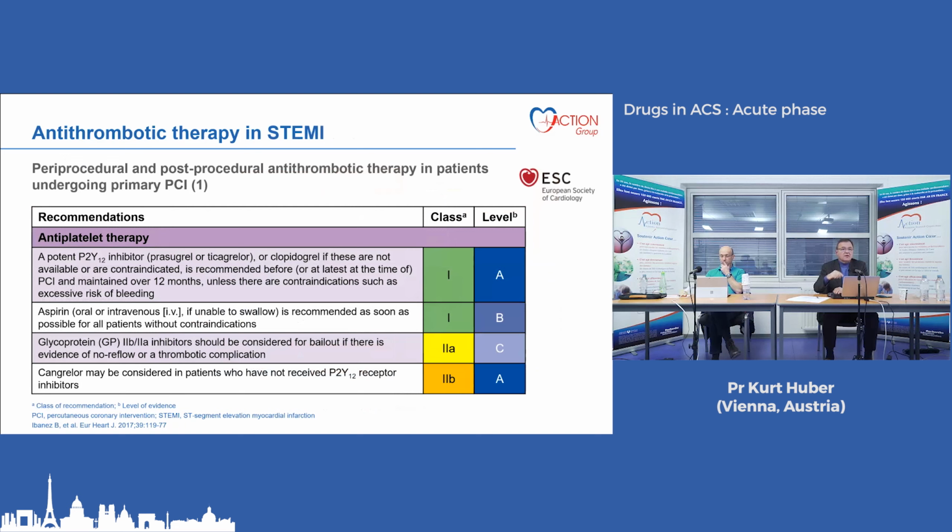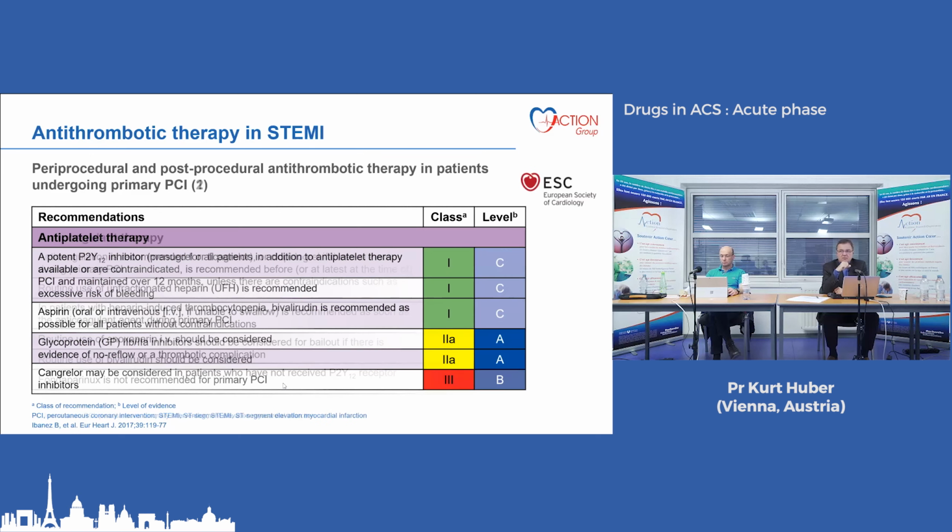Now, what about antithrombotic therapy in STEMI? We have a 1A recommendation for a potent P2Y12 inhibitor, prasugrel or ticagrelor. Here we can use clopidogrel, as I told you, if the two drugs are not available or there's some contraindication. We have a clear indication also for aspirin that should be given in these patients. And here you can see that a glycoprotein inhibitor only should be used in a bailout situation. And also for cangrelor, we have only a very moderate recommendation in specific situations.